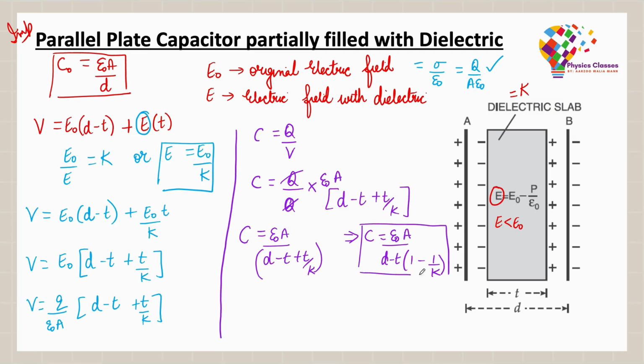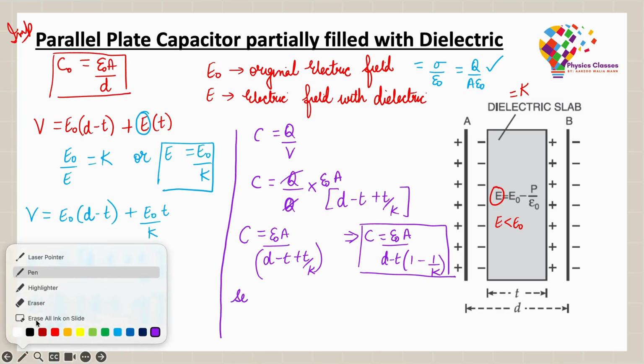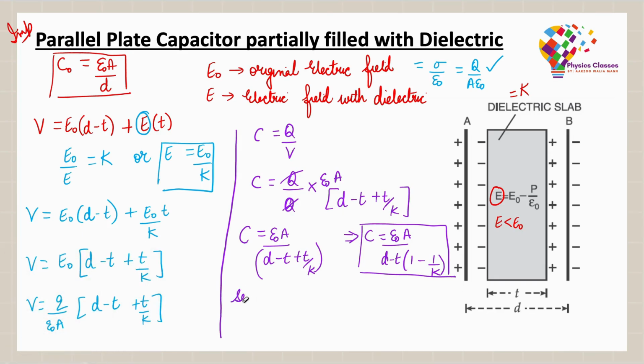Now suppose we take a special case here. Let's say that the whole space between the two plates of the capacitor was filled with the dielectric. So suppose my T was equal to D. Now if you substitute T as equal to D, then the capacitance comes out to be, this K will go to the top, so you will have K times epsilon naught A by D if it was fully filled with the dielectric.